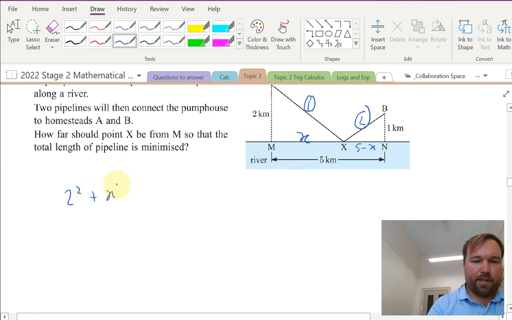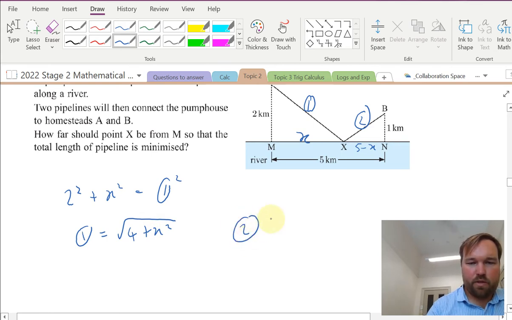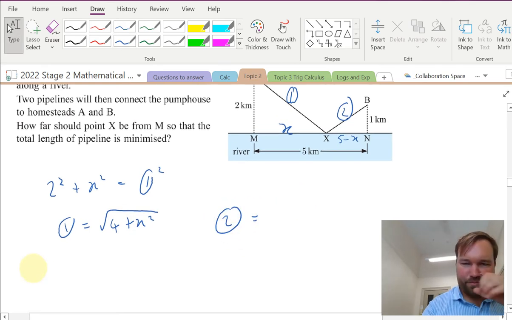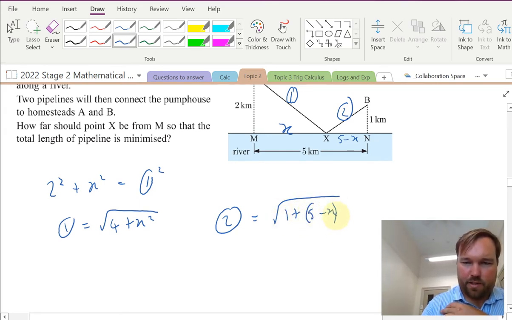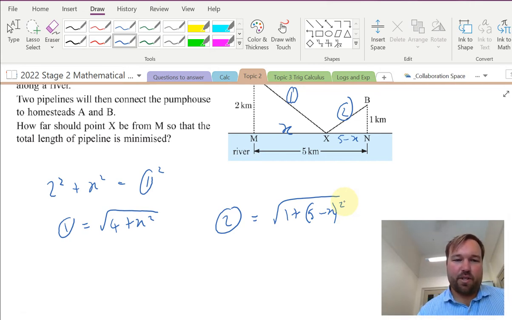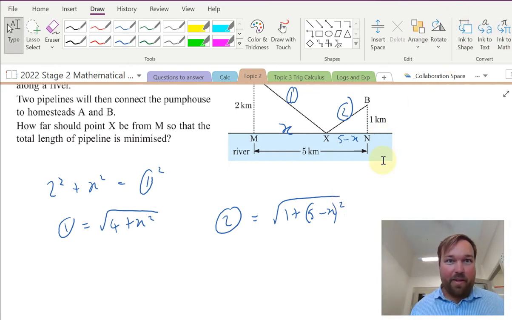2 squared plus x squared equals 1 squared. 1 is equal to the square root of 4 plus x squared. Same sort of logic. 2 is equal to the square root of 1 plus 5 take x squared. Alright, and basically we want to add them together and find the length such that it's minimized. Give me 1 second. All right, sorry about that. The plan from here is to add them together, and then we want to minimize them.